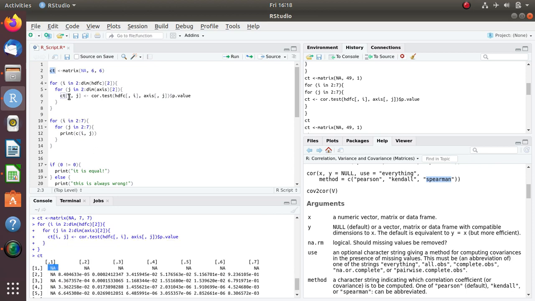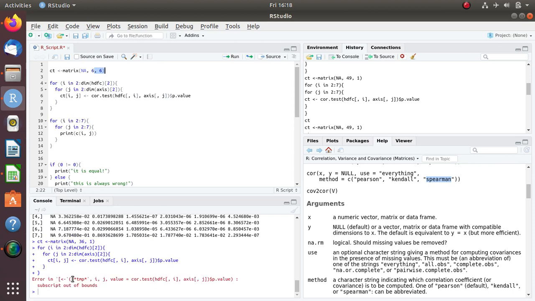By the time it reaches the end, which means 7 comma 7, it is going to have 49 elements. That is the problem. Whereas here we have only 36. Now there is an error that the subscript is out of bounds, which means we have only 36 elements in this matrix. The order is 36, 6 by 6, but we are producing 7 by 7, 49 elements. So we have to take that off.